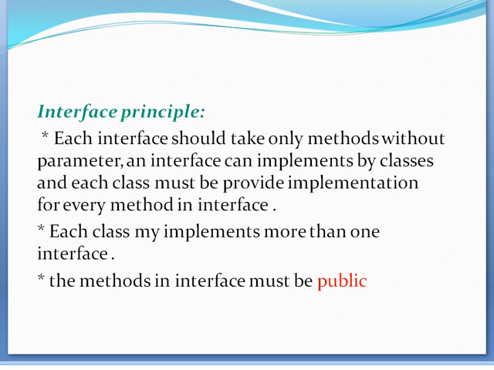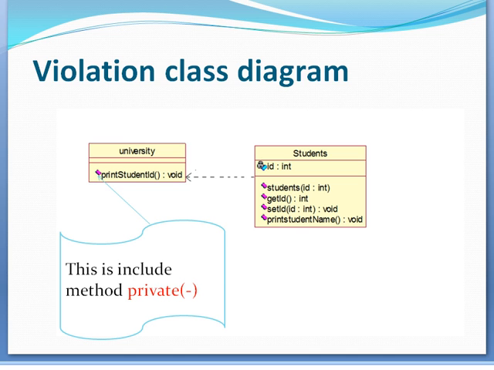The final principle is the interface principle. The interface principle says that an interface takes methods and is implemented by classes that provide the implementation. Each class must provide an implementation for every method in the interface, and the access modifier of methods in the interface must be public. The violation of the interface principle is like this.